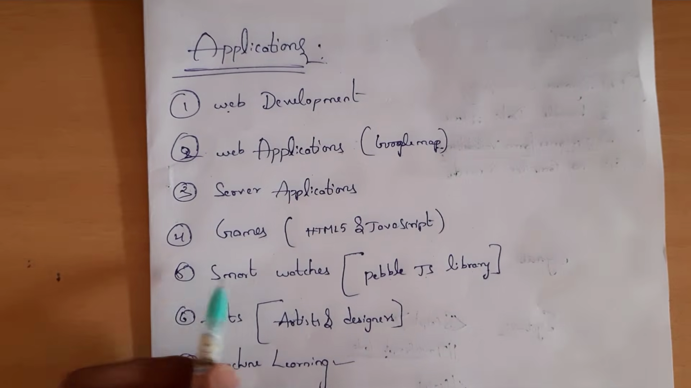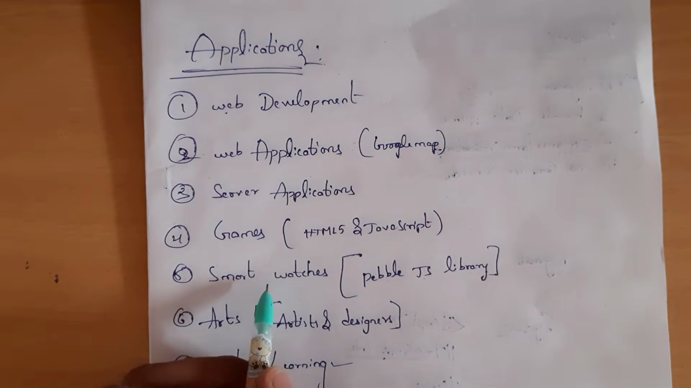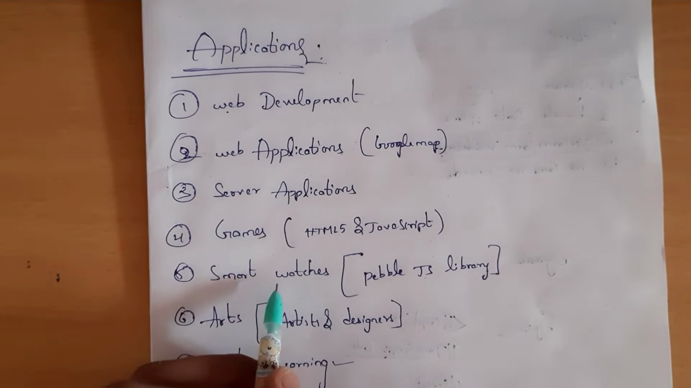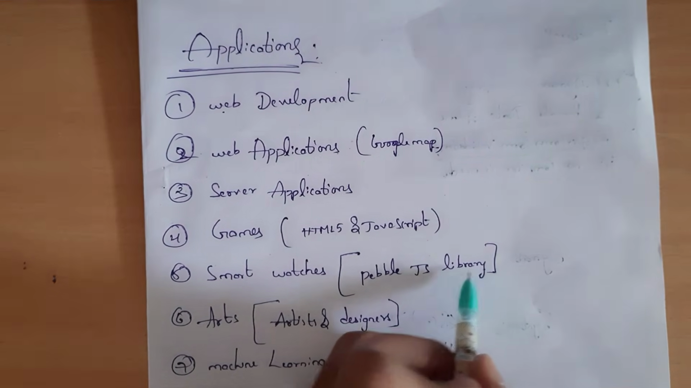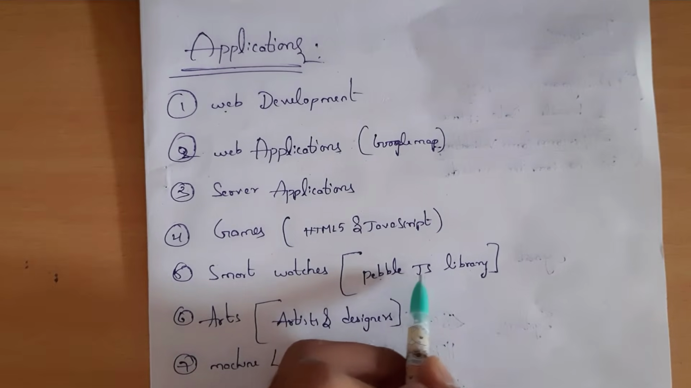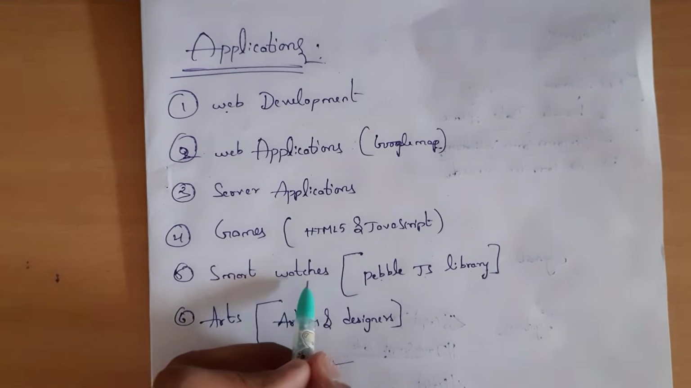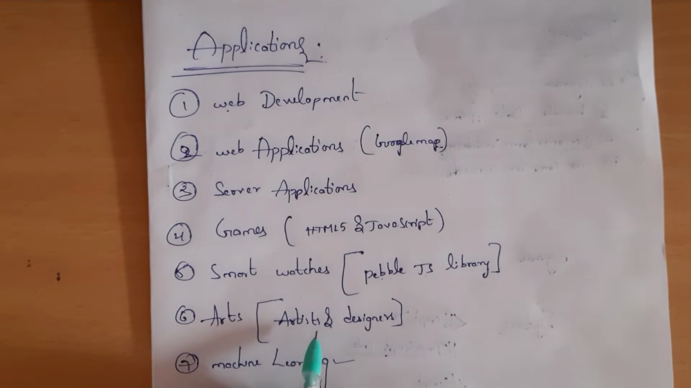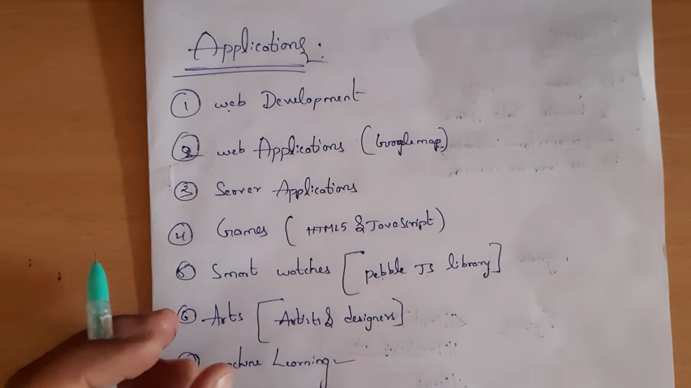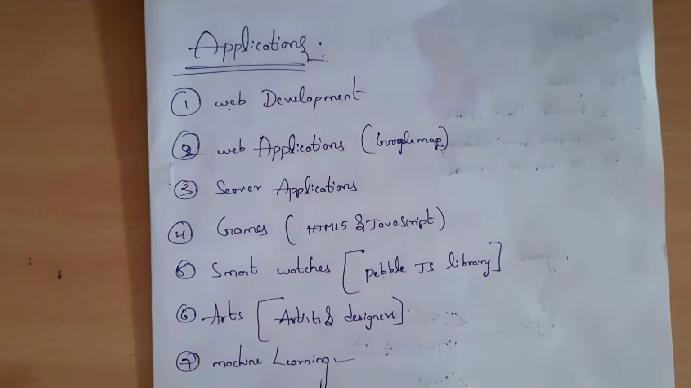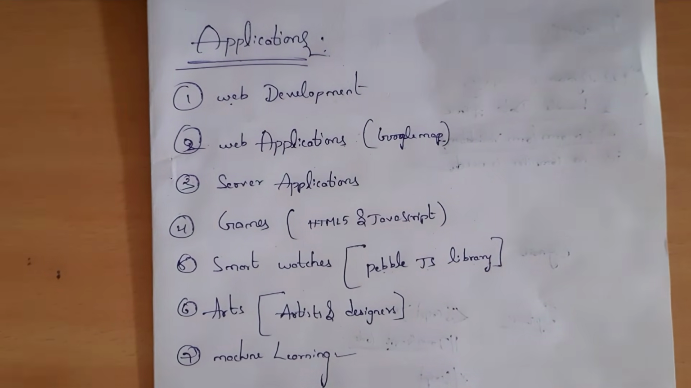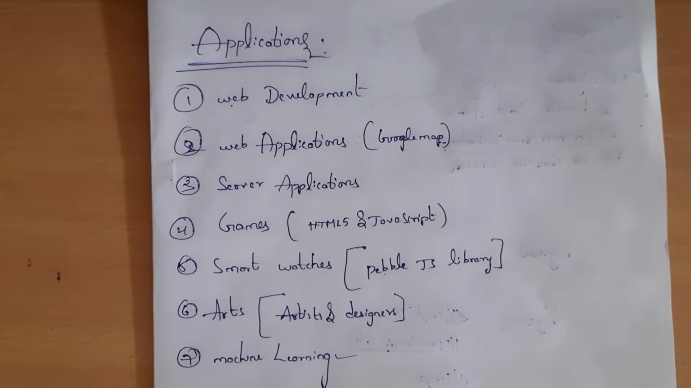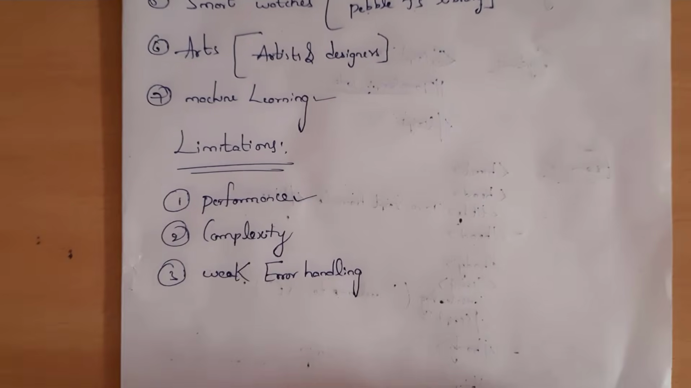And the fifth point is smartwatches. We use JavaScript in smartwatches, and there is one library called Pebble.js, Pebble JavaScript, that is used in smartwatches. And for arts, many artists and designers also use JavaScript in order to make art. And the last point is machine learning. In machine learning also we use JavaScript. These are the applications. Next, limitations.